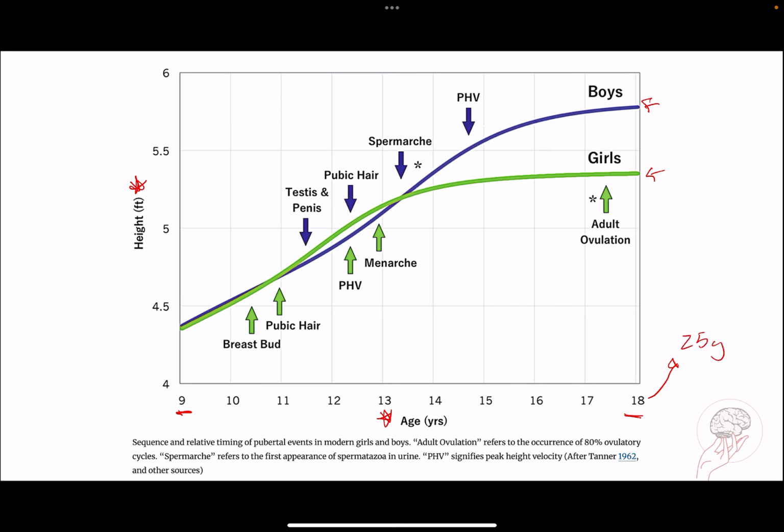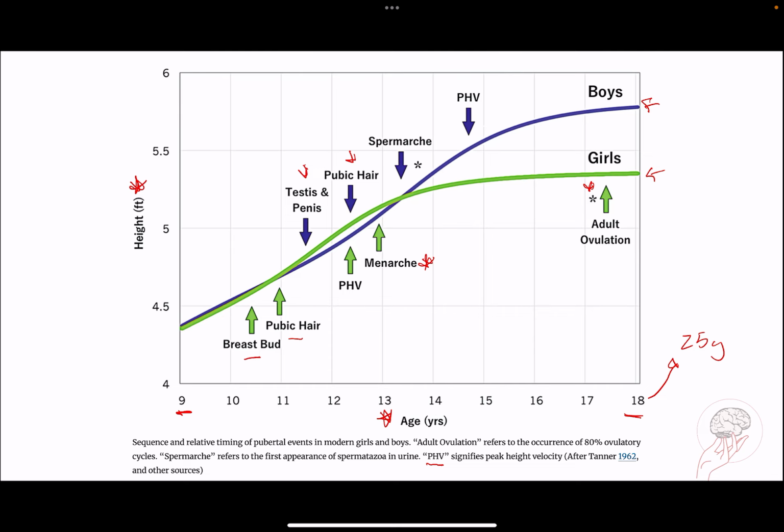So around 10, we see the beginning of breast budding and pubic hair. You'll notice that the girls begin to develop before the boys. A little bit later, we see the boys' development starts. Around the age of 13, we see kind of the highlight of puberty for girls, which is menarche. And then it's really until almost 18 years old, though, that we see adult ovulation.